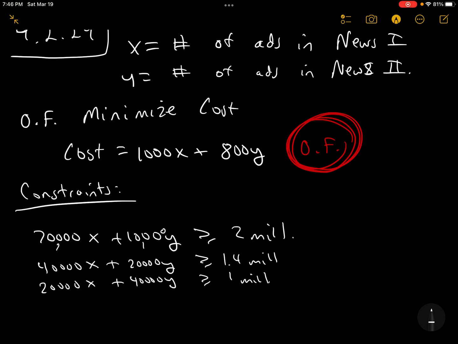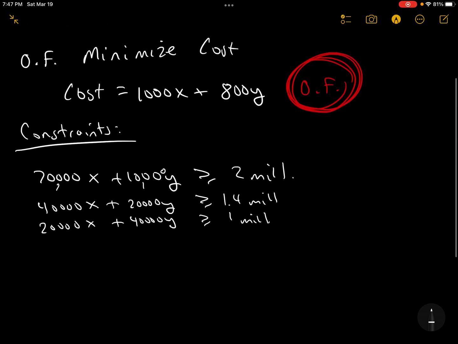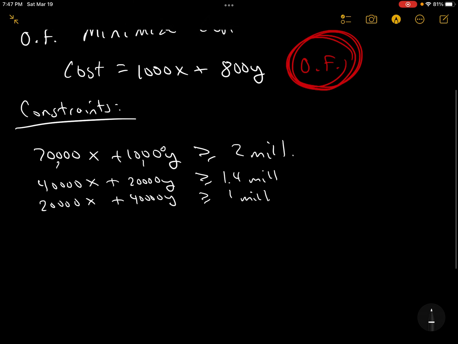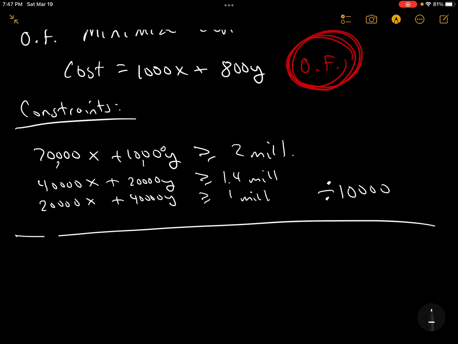Now remember, this is all going into a matrix. So if you divide by 10,000, 1, 2, 3, 4, yeah, 4 zeros, these constraints become what? So this becomes 7x plus y is bigger than or equal to 200.